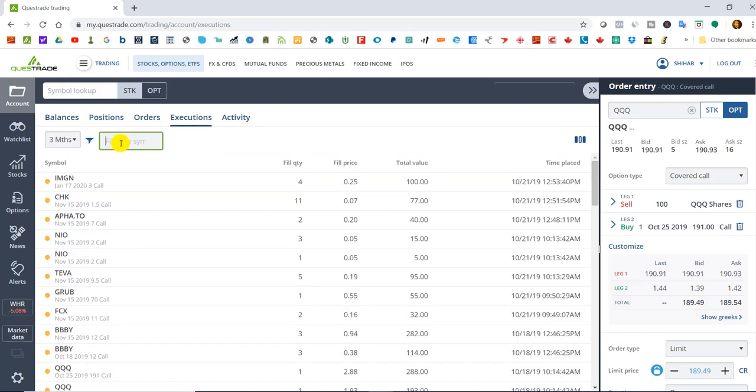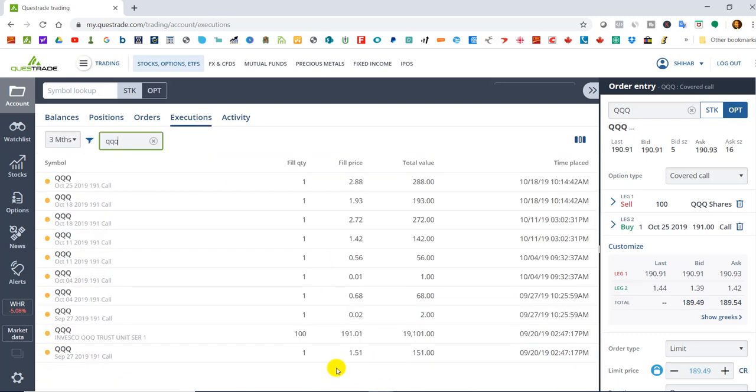If you look at the execution on the QQQ, when I first started this covered call trade, I collected $151. In the second week, the QQQ dropped, so I was only able to collect $68 for the week. The week after that, it dropped even more, so I was only able to collect $56. Then the week after that, the QQQ went up, so I had to buy it back for $142, but I sold it for $272. So I kept the difference of about $130. So first week, $151, second week, $68, third week, $56, fourth week, $130.